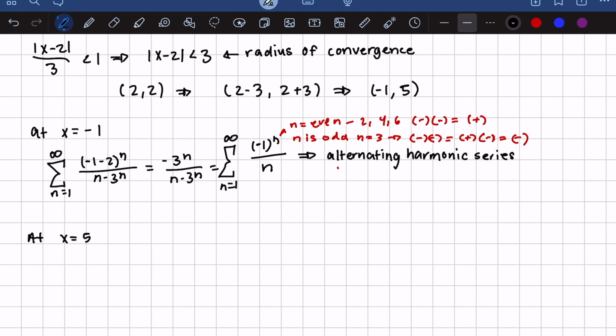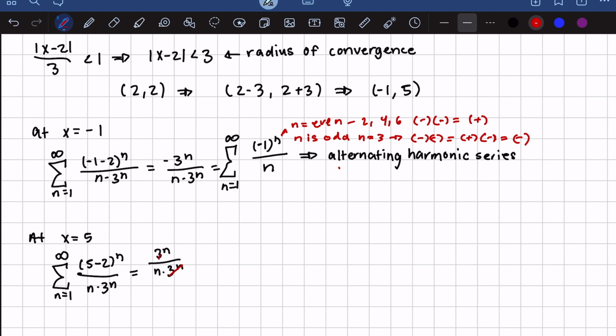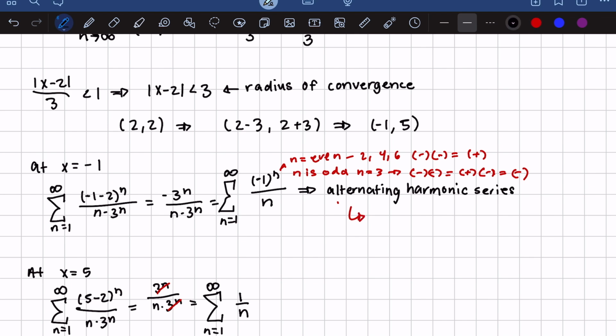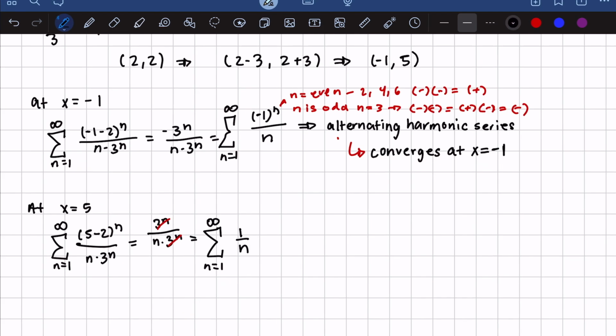So now we have to rewrite the summation: (5 minus 2) to the n over n times 3 to the n. That's just equal to 3 to the n over n times 3 to the n. These cancel out, so you get the final answer: the summation from n equals 1 to infinity of 1 over n. I forgot to note, this harmonic series converges at x equals negative 1. And here, this is a harmonic series, so it diverges at x equals 5.